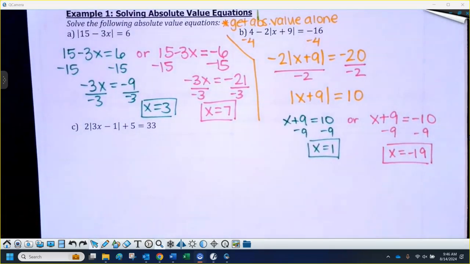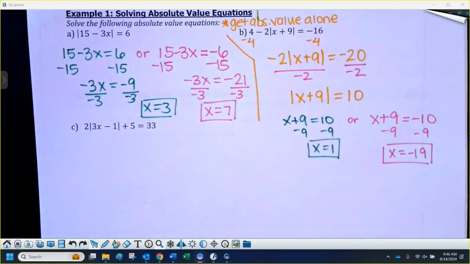and then I'm going to subtract 9, and my other answer is negative 19. So what it means, if I was trying to check these, I would just back up to the place where you got the absolute value by itself. If I plug in 1, I'm going to get positive 10. If I plug in negative 19 for x, we would get negative 10 inside that absolute value.